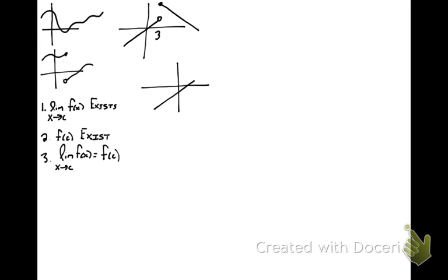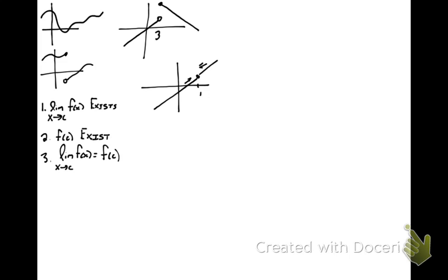A second graph might look something like this. We have, in essence, a linear graph, but there's a hole at x equals 1. So although the limit exists, because you're approaching the same value from the left and the right hand side, f of c, in this case f of 1, does not exist. So that's why this is not continuous.